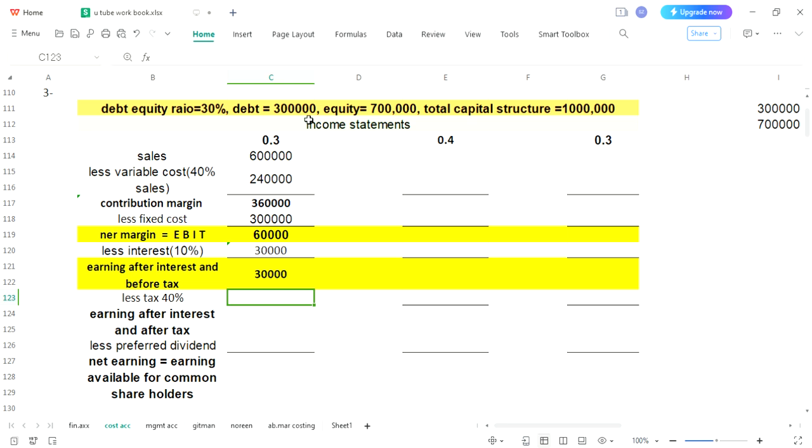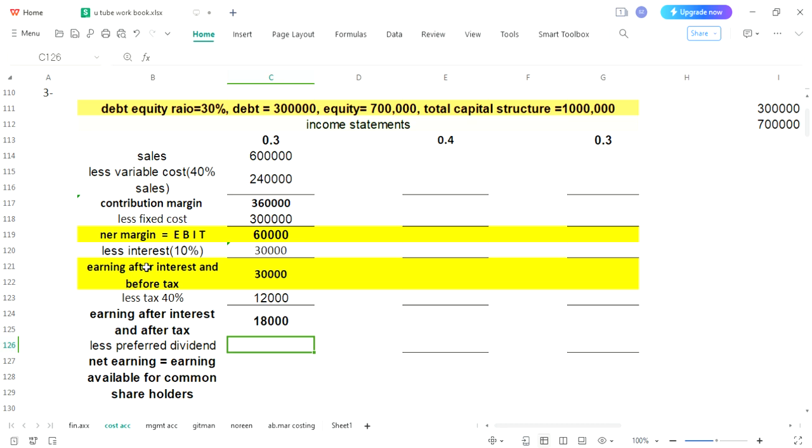Tax would be calculated right now, for which we need previous income, that is 30,000. Tax rate is given in your question, 40%. So we have got our tax. Earning after tax would be calculated by subtracting amount of tax from previous earning. 30,000 previous earning, amount of tax 12,000. So we have got our earning after tax 18,000.